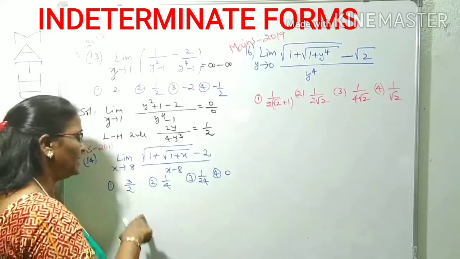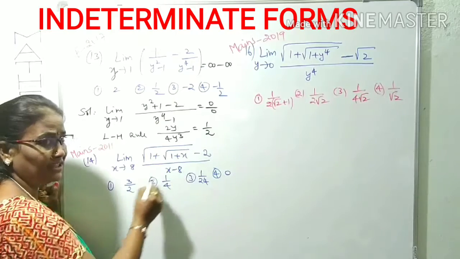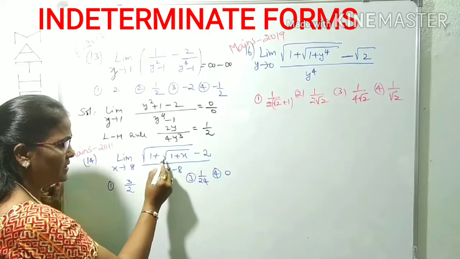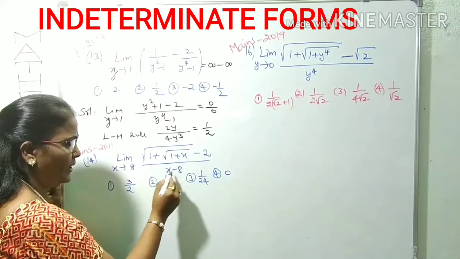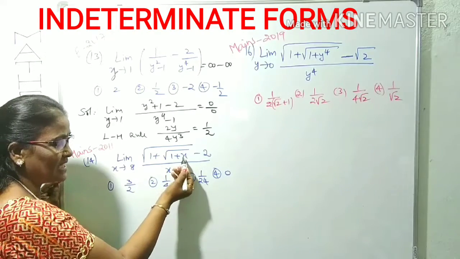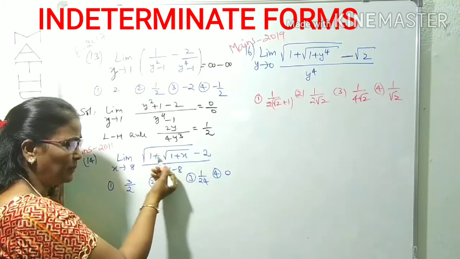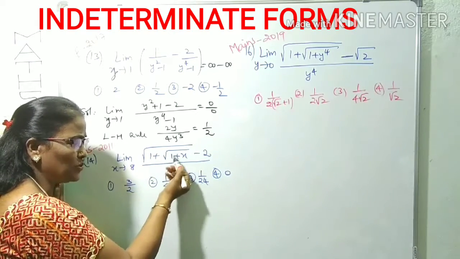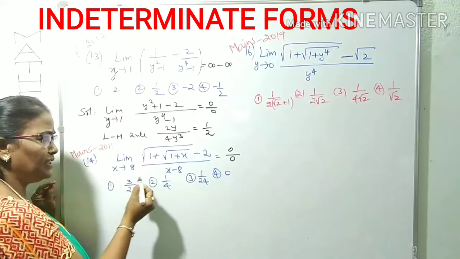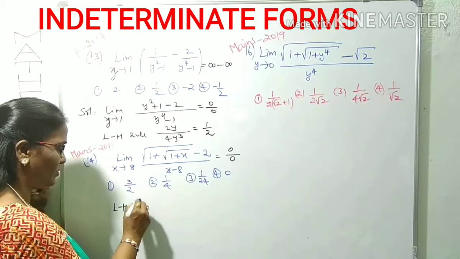Now come to the next question. It is also a very simple question. Similar model is here also, but here it is not the infinity minus infinity form. What is that form? You can look here. Limit x tends to 8, root over 1 plus root over 1 plus x minus 2 upon x minus 8. If you write 8 in place of x, what happens? Root over 1 plus 8 is 9. Root 9 is 3. 1 plus 3, 4. Again root 4 is 2. 2 minus 2, 0, by 8 minus 8, 0. Therefore, this is clearly in the form of 0 by 0. Now what do you have to do? L'Hospital rule, right?